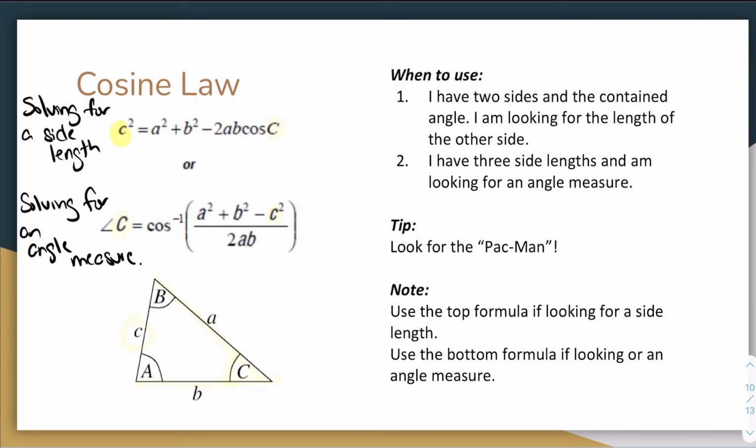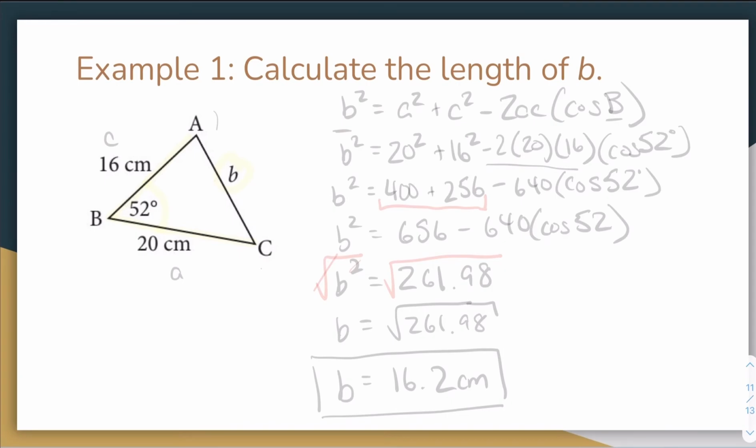Recall, this side length here has to correspond to the angle here. Similarly, this angle here corresponds to the one that we're subtracting. So, for our example here, we have side B, we have side A, and we are given angle C. That means we can find side C. Do you see the Pac-Man? Let's try an example.